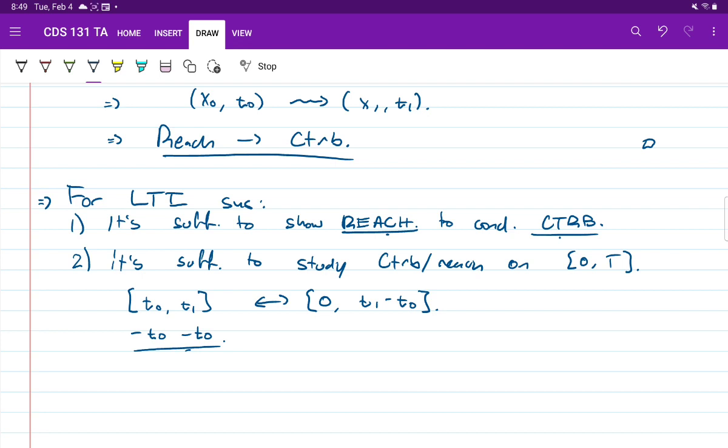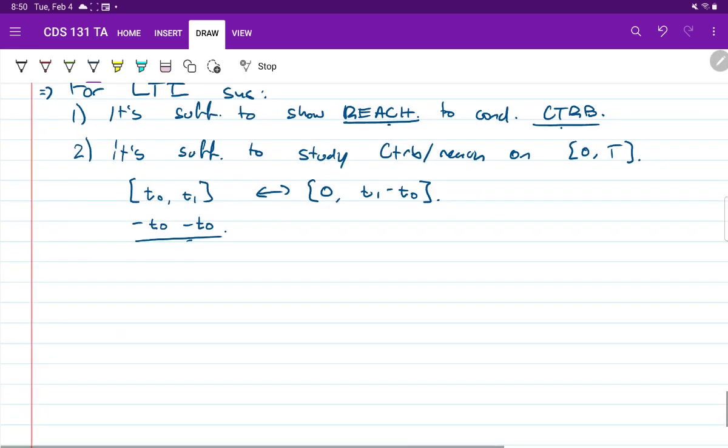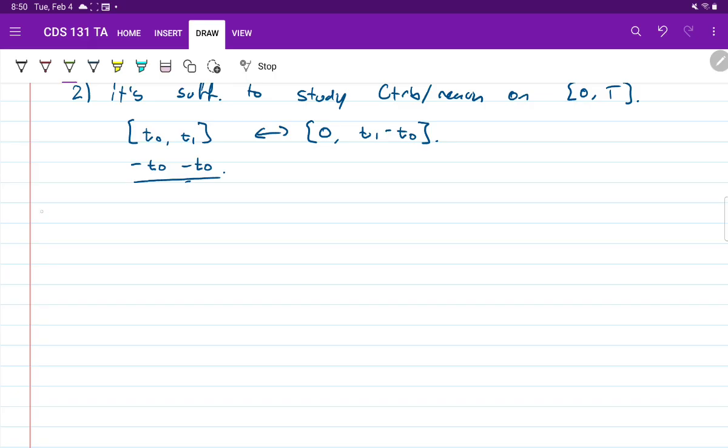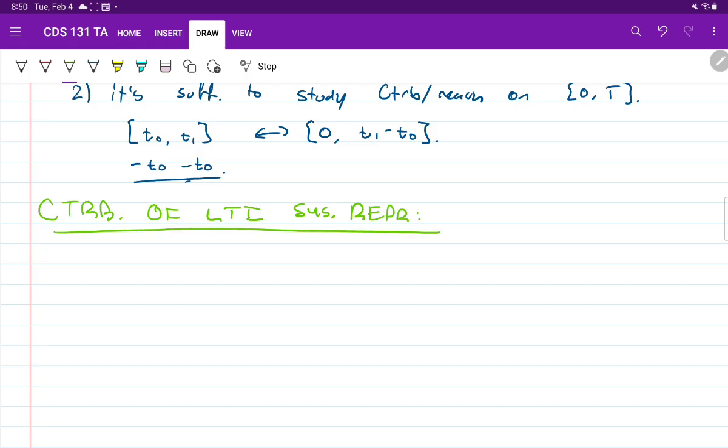Okay, so with these two properties in mind, let's see what we could say about the controllability of linear time invariant system representations. Let's go ahead and outline this problem. So this is controllability of LTI system representations. Okay, so why are we doing this?